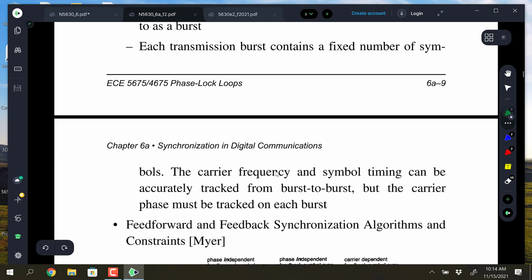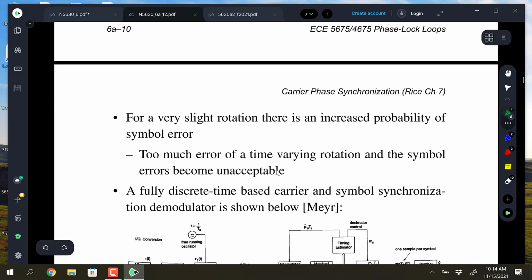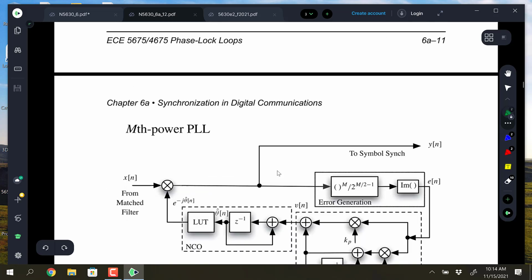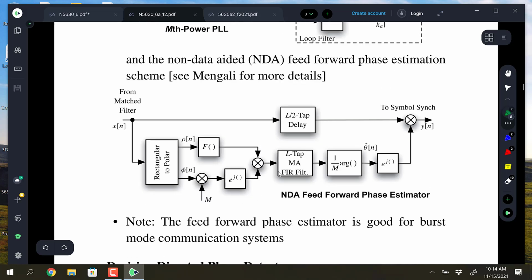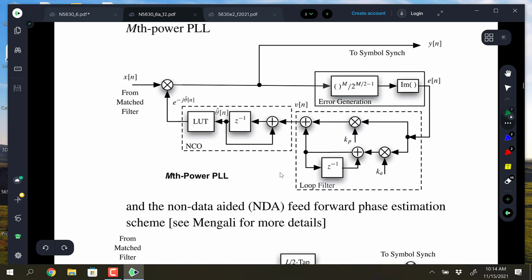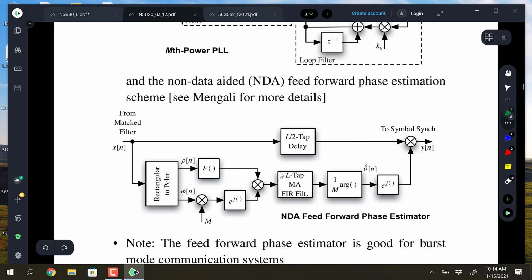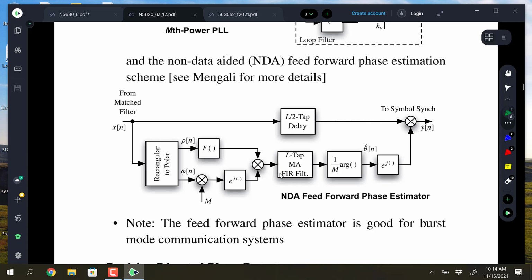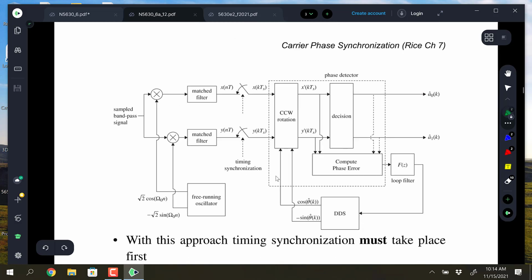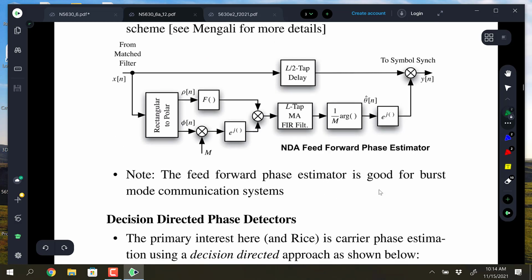So these are things we've already talked about. A few more pictures from the books that I put in here. We didn't talk about this, though, so I'll just mention this one. We talked about the nth power digital phase-locked loop. This is another technique, though, that both of the books talk about. And this technique was actually the NDA feed-forward phase synchronizer. Viterbi and his daughter, who's also a PhD in electrical engineering, published a paper on this one.